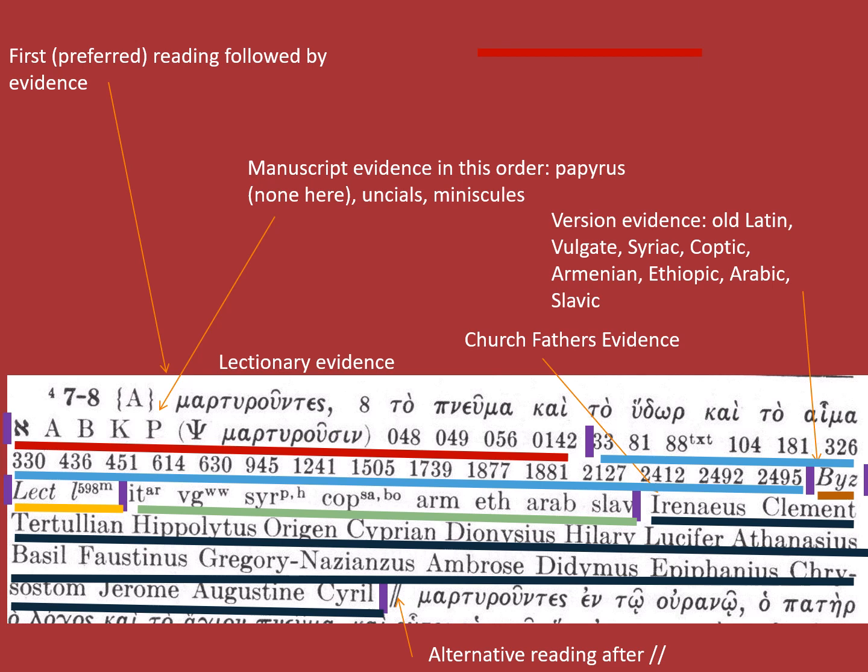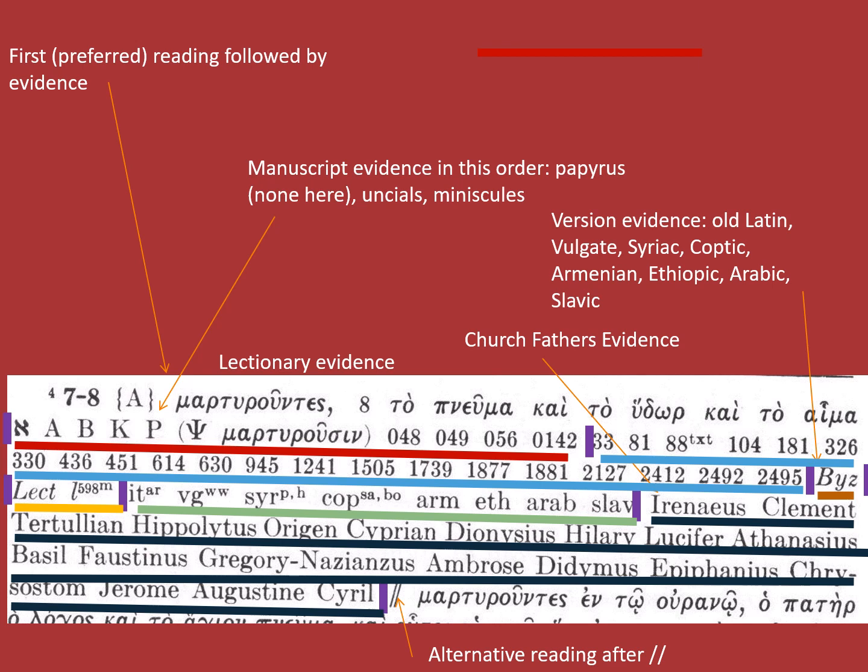What we have then is the first and preferred reading here, and what I want to go through is how the UBS just presents the data. So after the certainty reading of an A in parentheses, we have a restatement of the reading that is up in the text, because this is the preferred reading. Martyruntes, and then verse 8, to pneuma, kai to hodor, kai to haima.